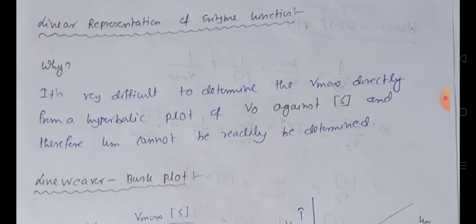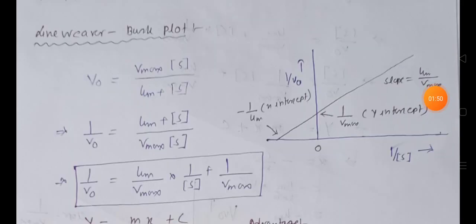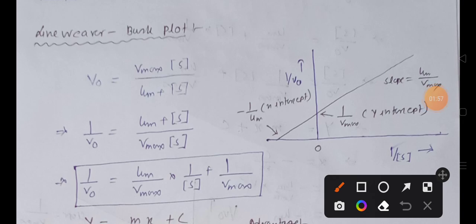Now let's talk about various types of linear representation of the Michaelis-Menten equation. First and the most common one is the Lineweaver-Burk plot. For the Lineweaver-Burk plot, we have just taken the reciprocal of the Michaelis-Menten equation, right?